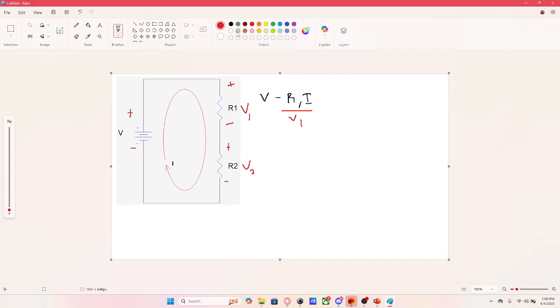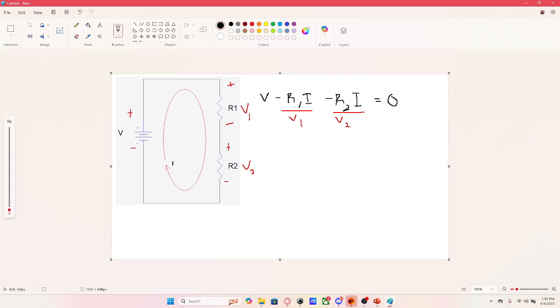So what comes next after V1? We get negative R2 times current. Current in a loop like this has the same value everywhere, so we do not worry about I1 or I2. It is still I, the same. So this is V2. After we encounter V2, we go back to the voltage source. There are no other elements in the circuit, so it is equal to 0.